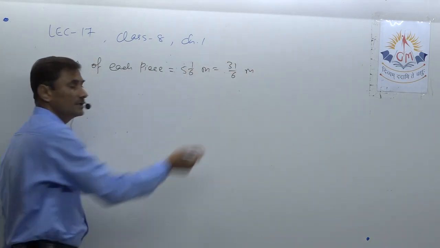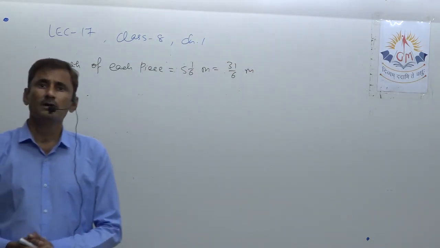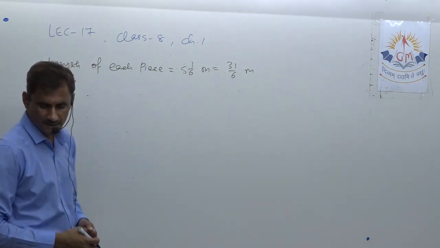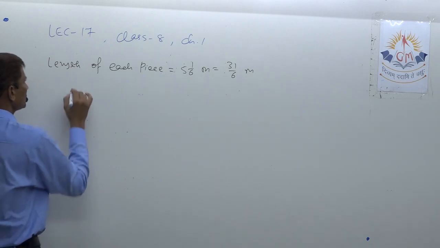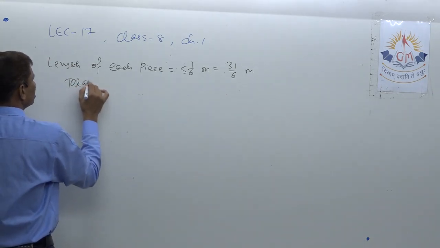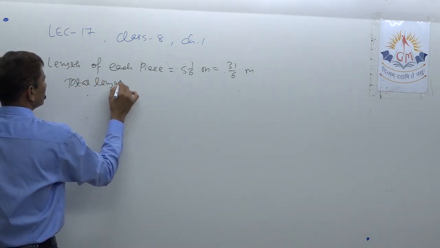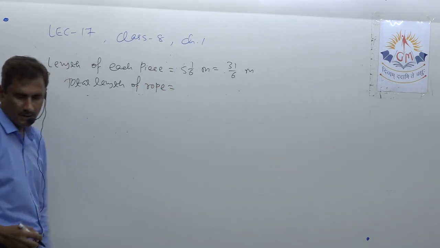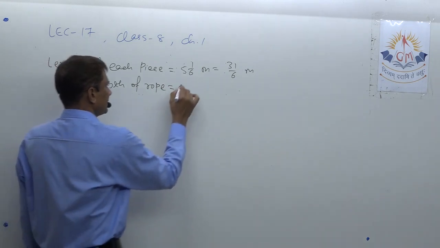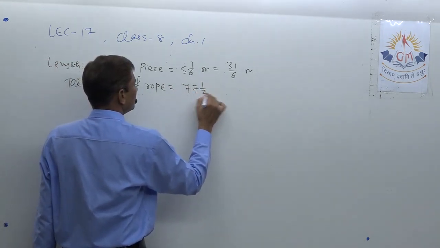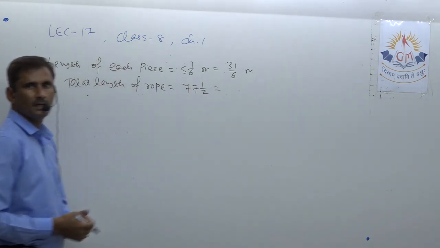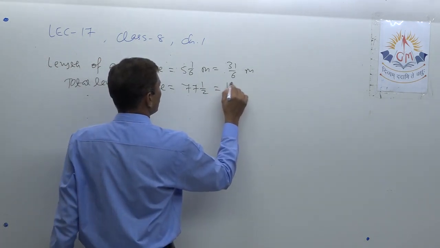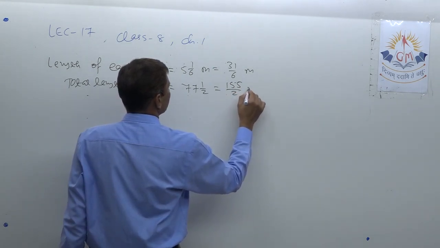You know how to convert mixed fraction into improper fraction. Same way total length also. It is given 77 integer 1 by 2. So it will be 154 plus 1, 155 by 2 meter.